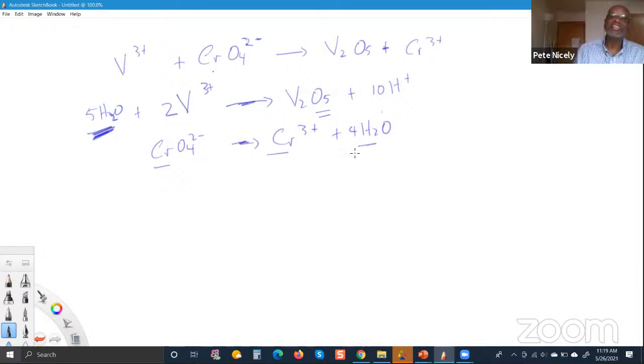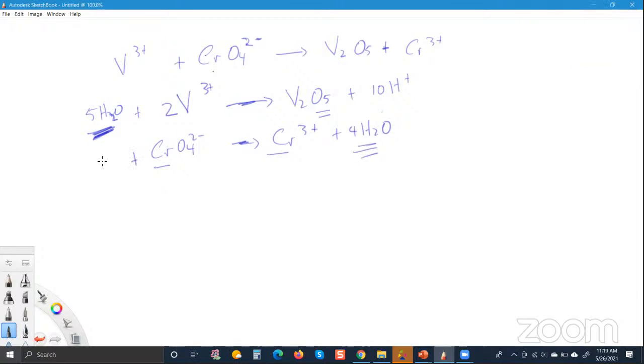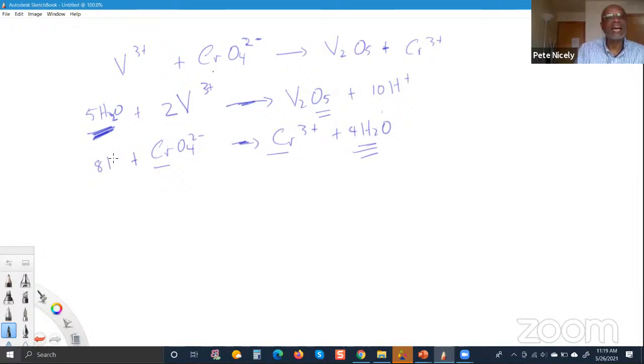Okay, what about the second half equation? You have 8 hydrogens here. So what do you do over here? You're gonna add 8 hydrogens to the left side. 8 hydrogen ions. Okay, very good. Now, as I said before, students keep messing up on the charges, balancing the charges. So, how would you balance the charges for the first half equation?